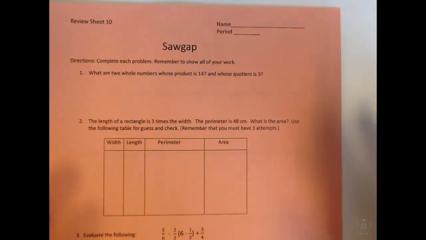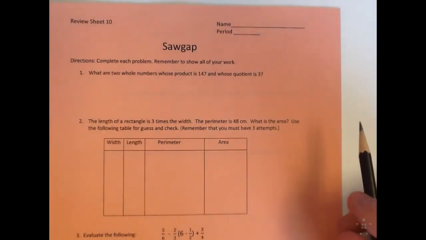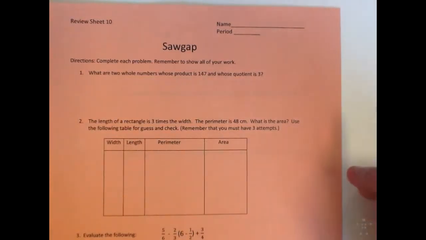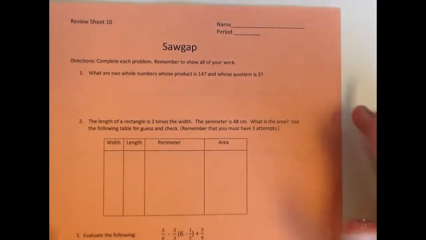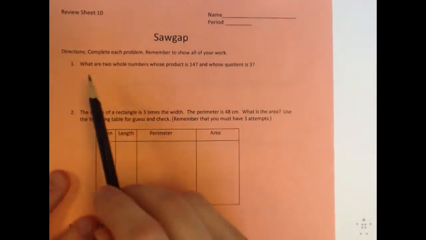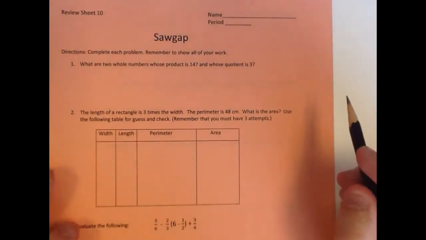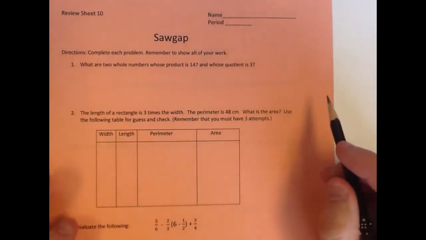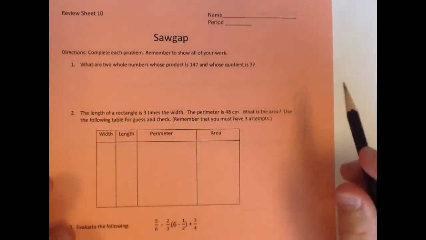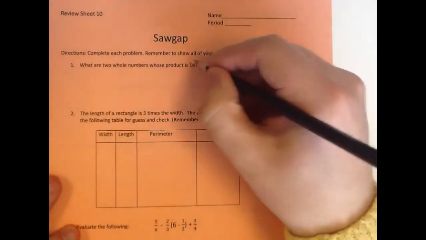Number 1 is so tricky that I'm not exactly sure of the algebraic way to solve this. The only way I was able to solve this was by plugging in some numbers, okay? So let's look at it. Number 1 says, what are two whole numbers whose product is 147, and whose quotient is 3?